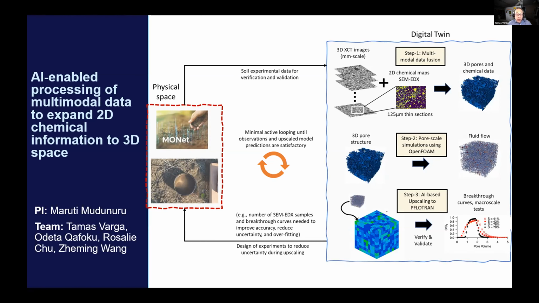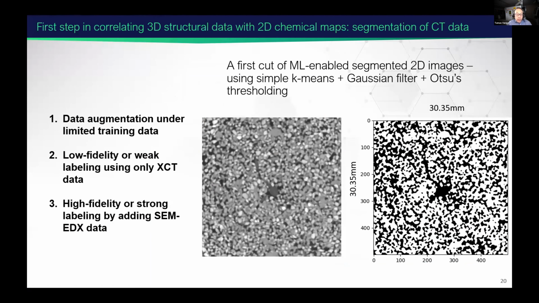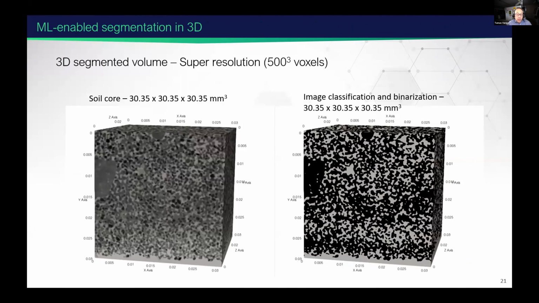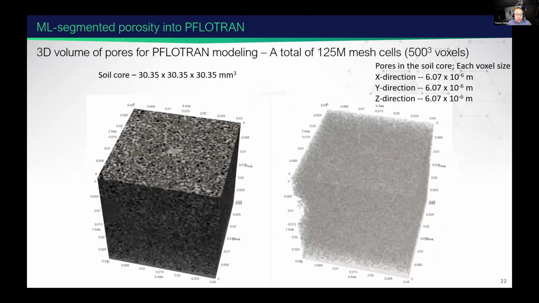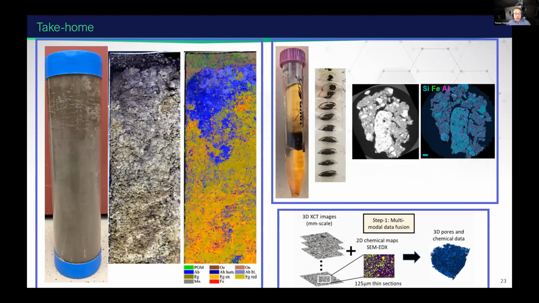We also use machine learning to do AI-enabled segmentation of the porosity, which we can then upscale using AI for permeability trends. So basically, flow and transport process modeling. And these are just the first slides where we already segmented with AI the porosity in soil aggregate. And so the next step is to bring in the chemical information on these.